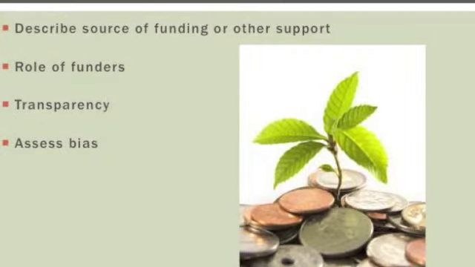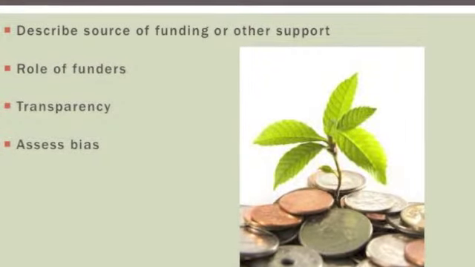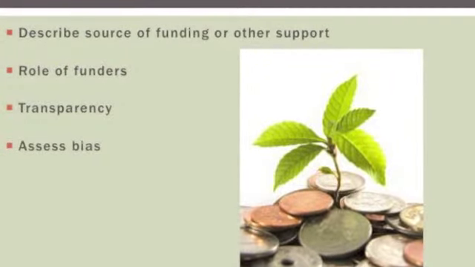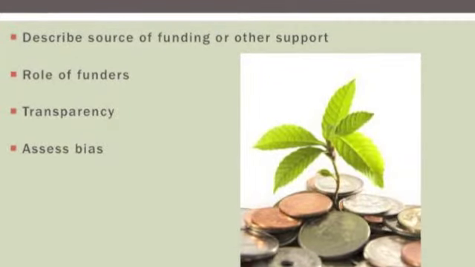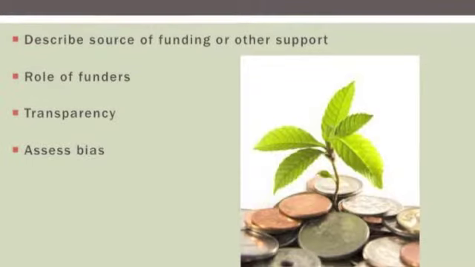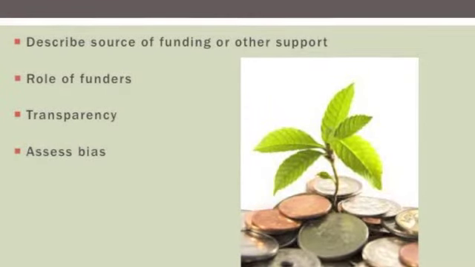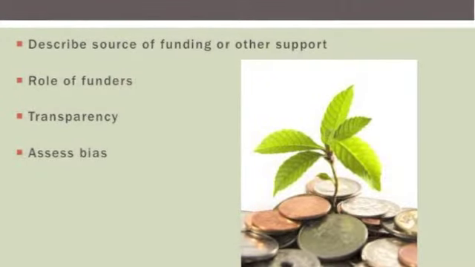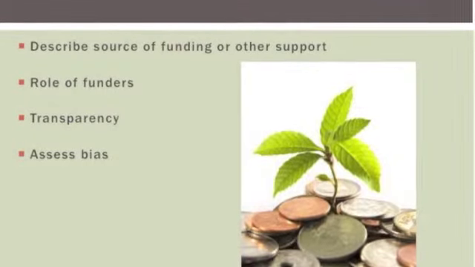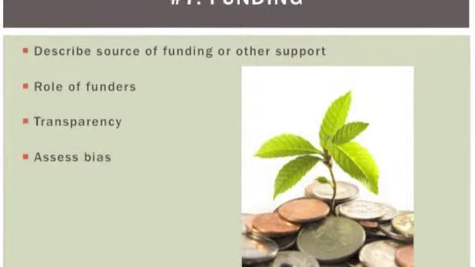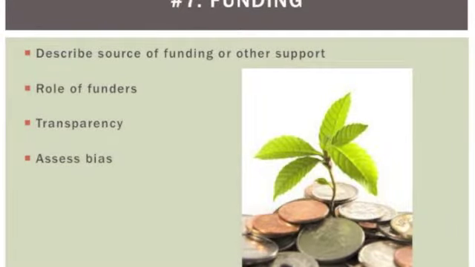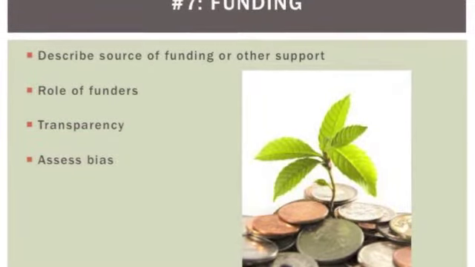And finally, a systematic review should include funding sources. You want to describe the source of funding or other support. And what role did those funders have in the systematic review and the results? You want to make sure that you are as transparent as possible and assess any biases this may implicate. Again, for this class, most likely you have not had funding to do this systematic review, unfortunately.